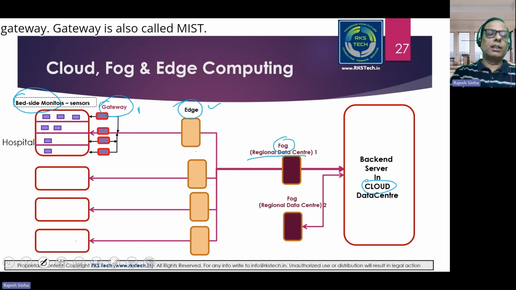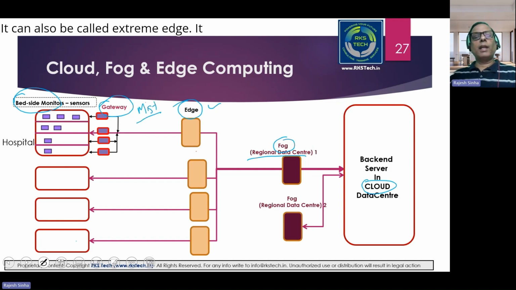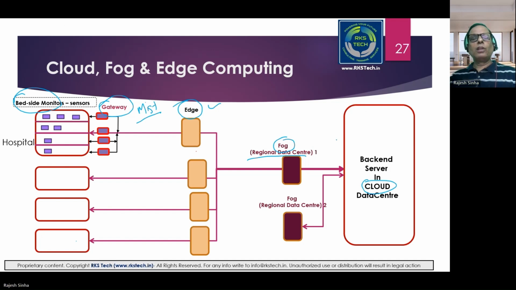Gateway is also called mist. It can also be called extreme edge. It is in very close proximity of the user. So this is the concept of cloud, fog, edge, mist and device computing.